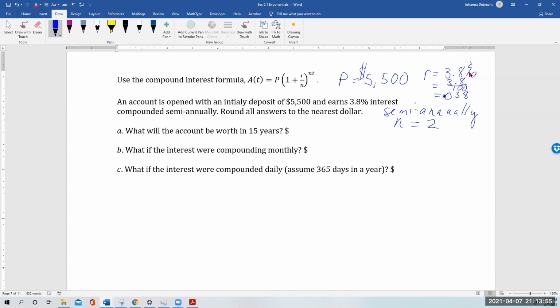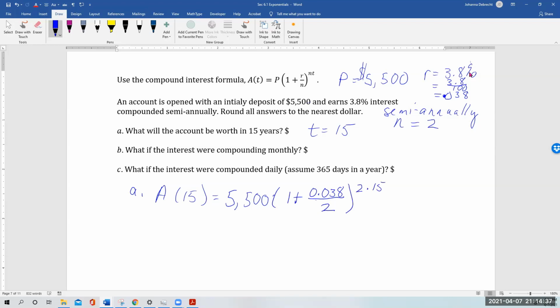We already said semi-annually means 2 times a year, and in this problem, the first part, we have t equal to 15 years. We know all the information, so let's write down the problem. A is A of 15, which would be the amount of money present after 15 years if we invest $5,500 at an annual interest rate of 0.038 divided by twice a year of compounding raised to the 2 times 15.